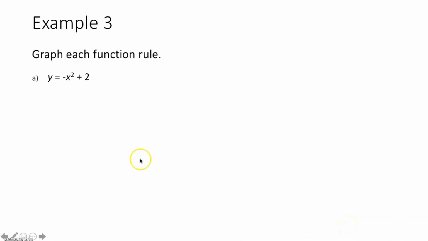Example 3, doing the same thing, except this time it is not a linear function. You see how it's x to the second power now? That means it's no longer going to be a straight line. It's going to be a curve. So let's go ahead and do this. We're going to make a table.